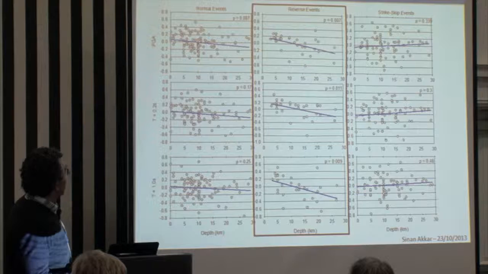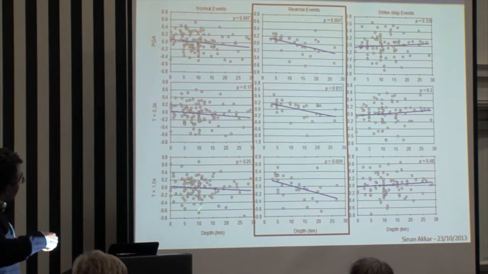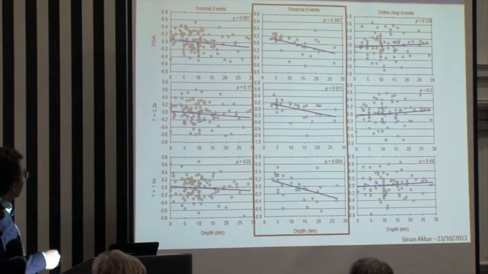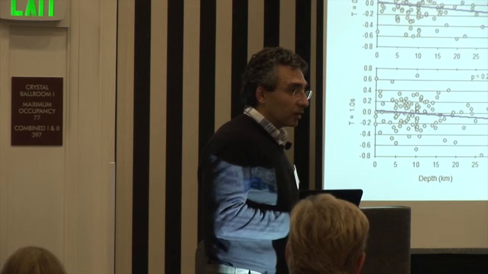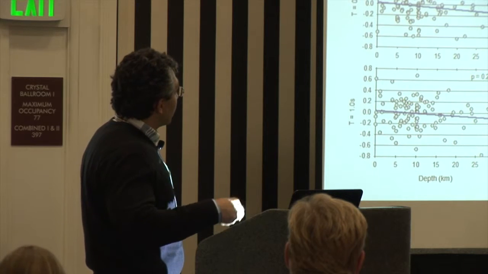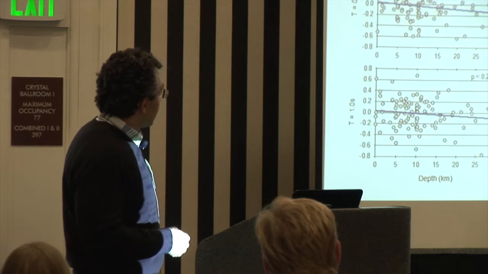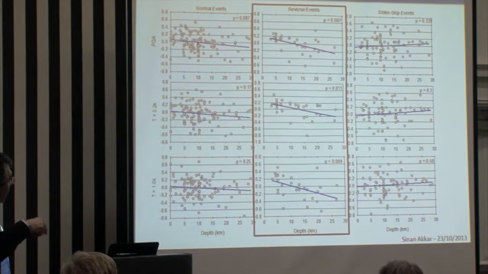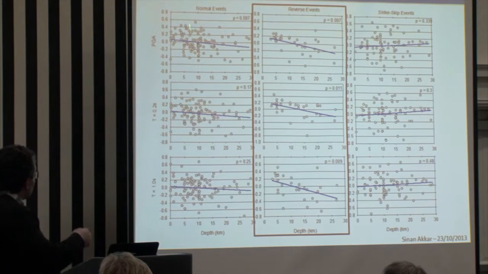Okay, so this is again the residual analysis that shows the depth dependence of our model. The first column is normal, the second column is reverse, and the third column is strike slip. Again, PGA, 0.2 seconds and 1 second. I'm showing the significance of the slope term here by simple p-value statistics. Even without p-value statistics, you can see that for normal and strike slip events, the median estimations do not show a significant bias for depth variation, whereas for reverse events, we have a significant bias in our median estimations. These are event terms, yes.